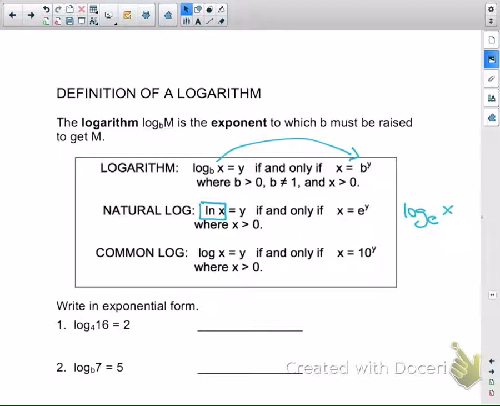Yes, sir? What's e again? e is the number 2.718, approximately. It's like pi. It's got a long decimal, but we just use that estimation of it.